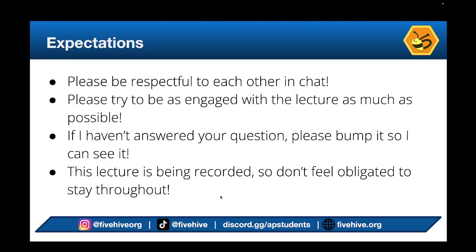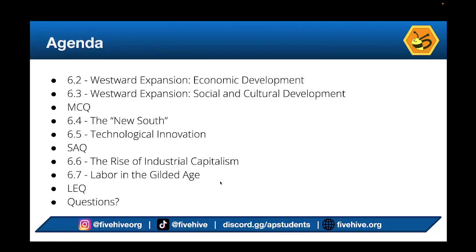So our agenda for today for Unit 6 is we're going to tackle pretty much half of the Unit 6 stuff. We're going to talk about expansion and then the rise of capitalism. And then we're going to stop there at labor, and then we'll continue on from that tomorrow. All right.